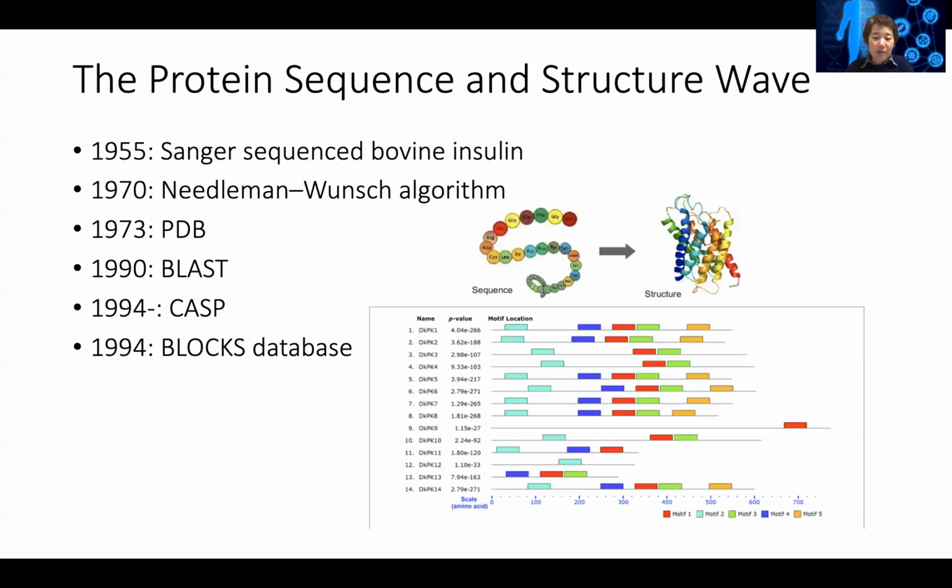And so a lot of times when people are trying to predict protein structure, they first try to locate these domains, and based on this, they can predict the structures better. So around the same time of CASP competition, a BLOCKS database was established, which identifies these protein domains, which are very important for predicting protein function.